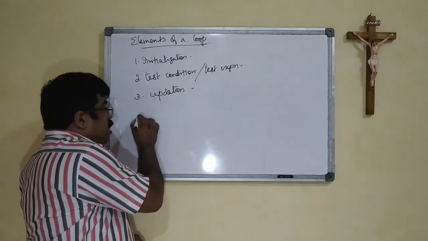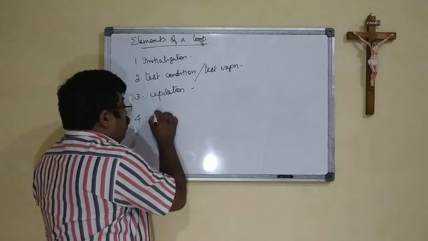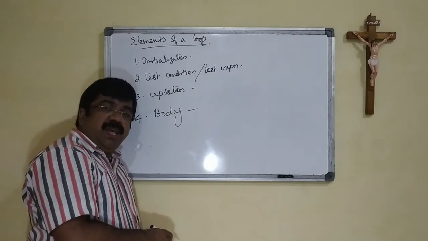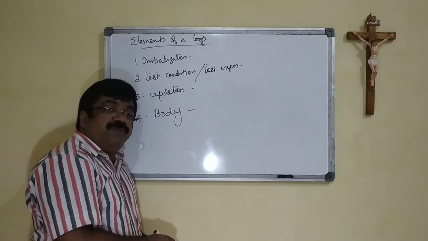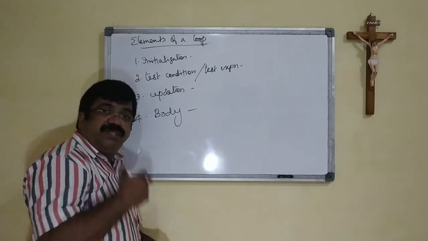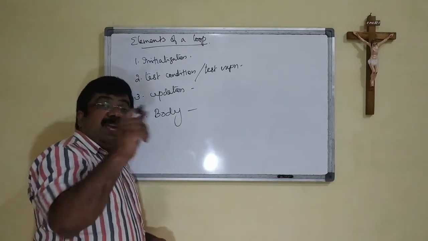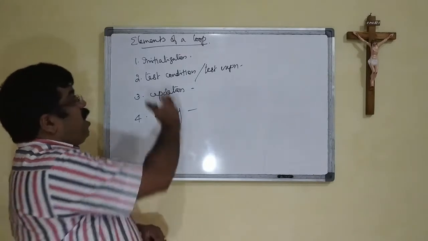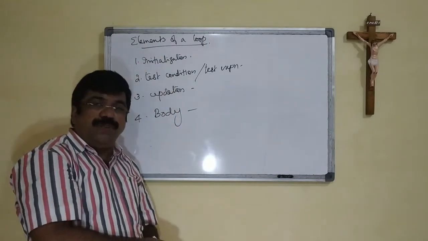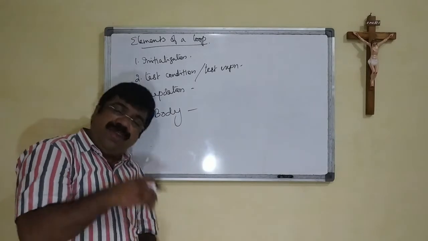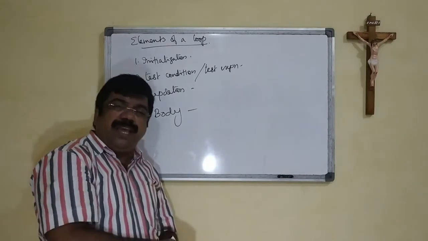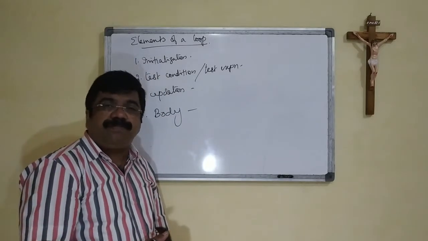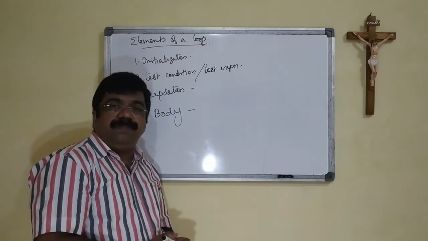Then the fourth one is the body of the loop. Every loop should have a body. What is the body of the loop? The set of statements which are to be repeated again and again. So these are the elements of the loop. When we have all these elements in a loop, we can say the loop will run perfectly.